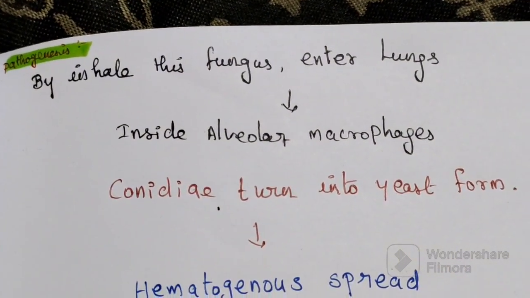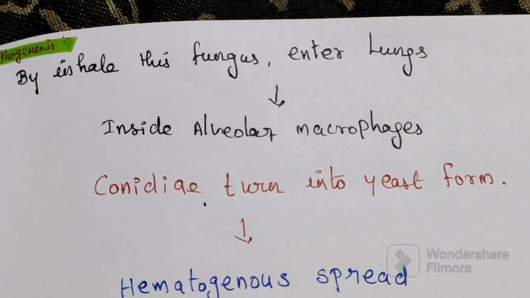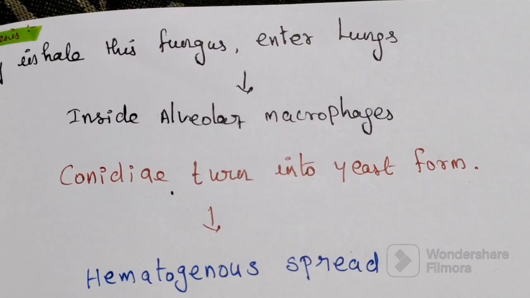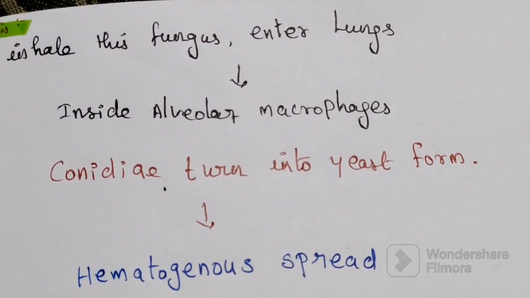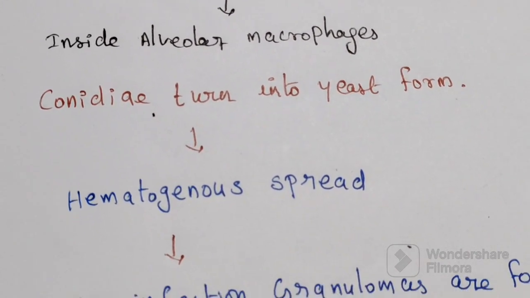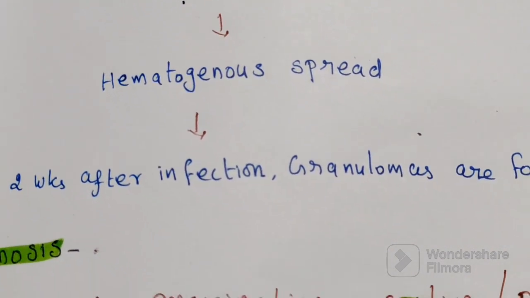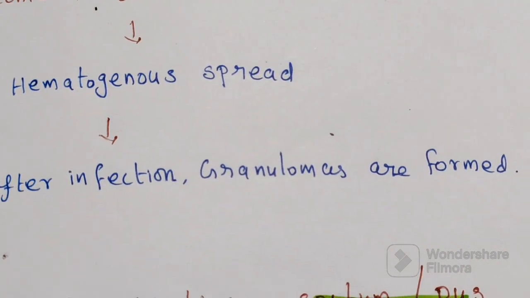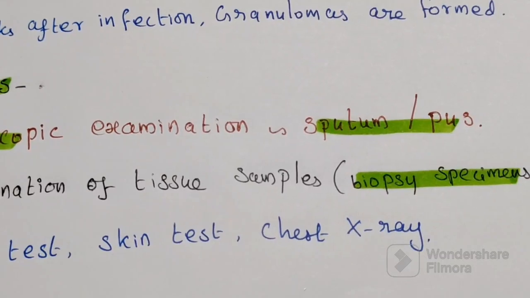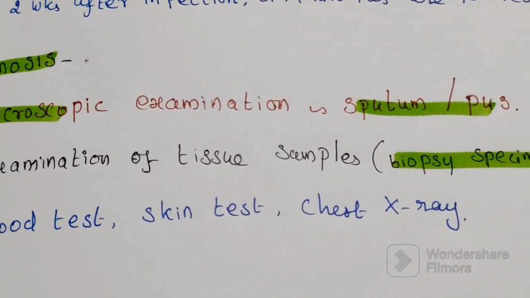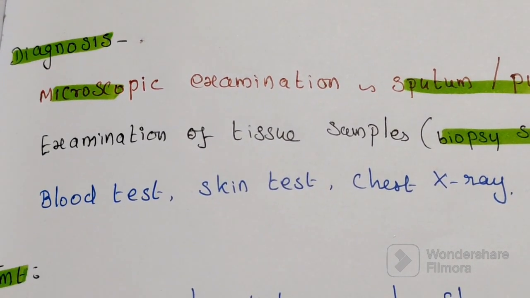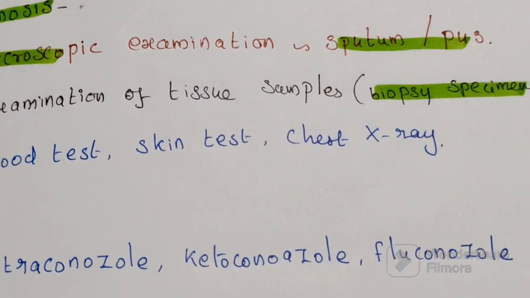Then pathogenesis: through inhalation this fungus enters the lungs, inside alveolar macrophages. After that the conidia turn into the yeast form. Then it spreads through the blood, hematogenous spread. After 2 weeks it causes granulomas to form. For diagnosis we use microscopy, collecting samples such as sputum and pus, and biopsy tissue samples. Other tests are blood test, skin test and chest X-ray.